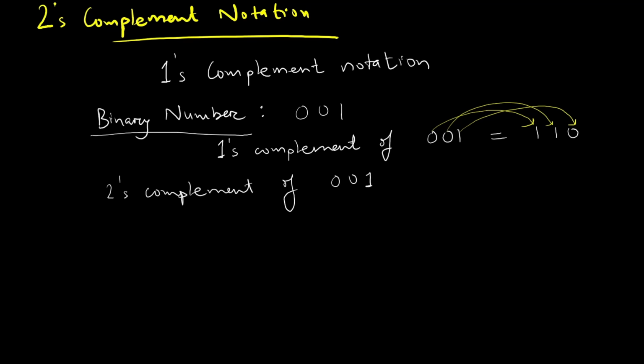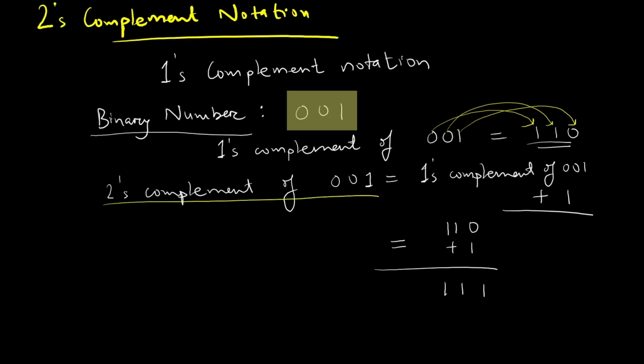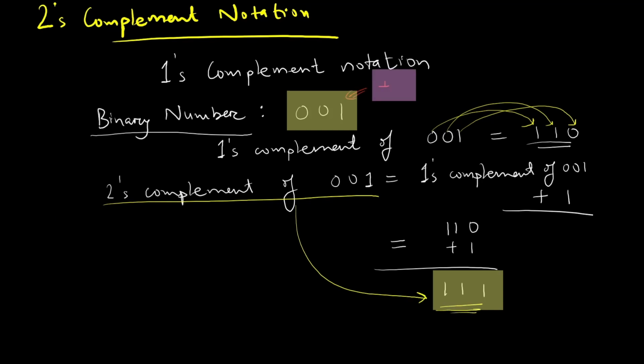Now what is 2's complement of 001? It is simple. 2's complement of 001 is equal to 1's complement of 001 plus 1. So 2's complement of 001 is 110, which is 1's complement of 001, plus 1, which is equal to 111. So we say 2's complement of binary 001 is binary 111. We know that 001 is decimal plus 1. We may now say 2's complement of plus 1 is binary 111.